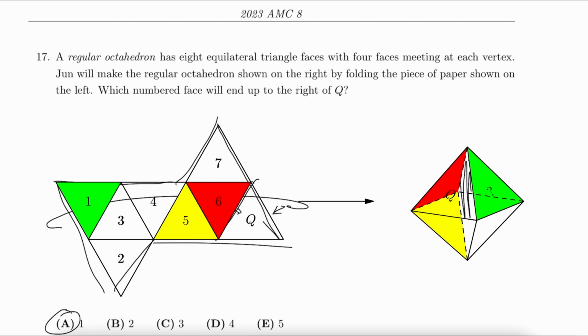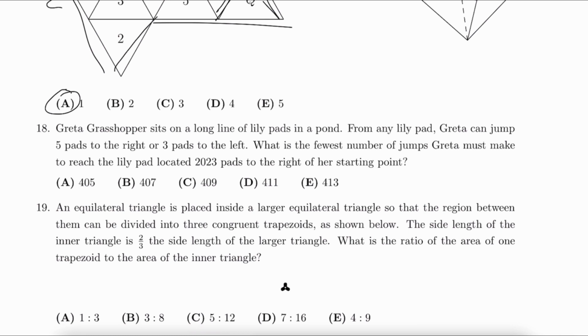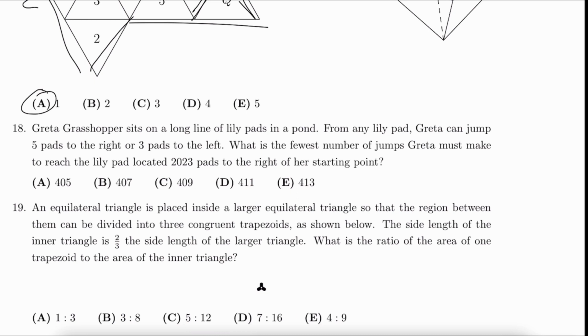Alright, number 18. It says, Greta Grasshopper sits on a long line of lily pads in a pond. From any lily pad, Greta can jump 5 pads to the right or 3 pads to the left. What is the fewest number of jumps Greta must take to reach the lily pad located at 2023 pads to the right of her starting point? 5 pads to the right, 3 pads to the left. That reminds me of something.